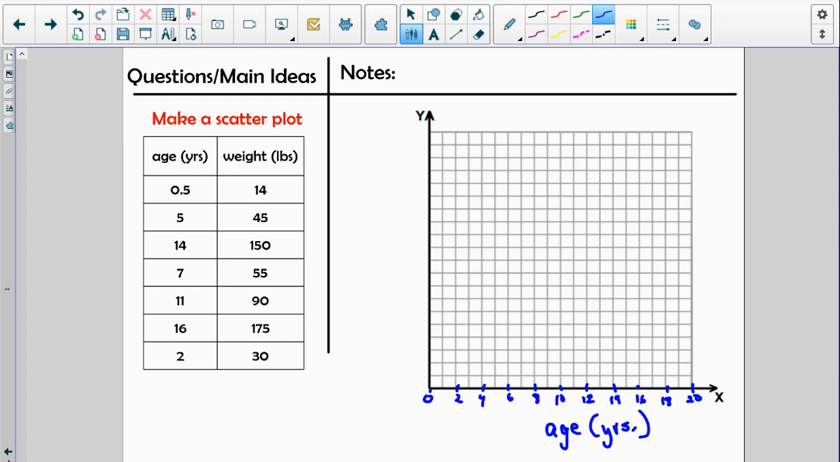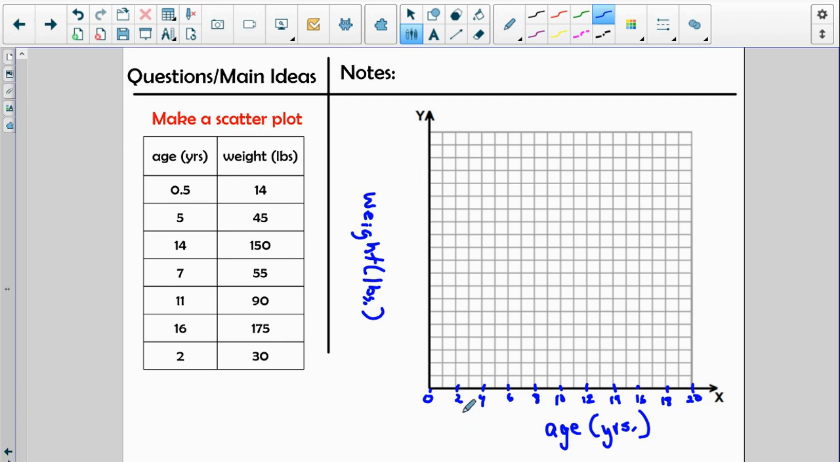Now, my y-axis is going to be my dependent variable, and in this case, that is weight. So I'm going to try to write this sideways here. And the weight is being measured in pounds. So I also want to show that on my y-axis. So weight in pounds. And if I look at my weights, it ranges anywhere from a minimum value of 30 all the way up to a maximum of 175, which is actually the highest. And again, it looks like I have about 20 squares to work with because I think this is a 20 by 20 grid.